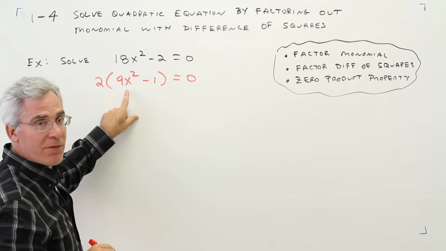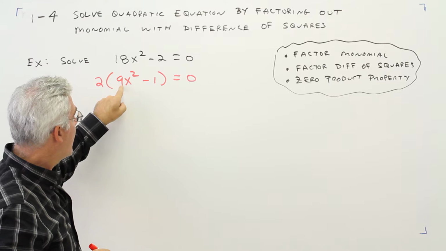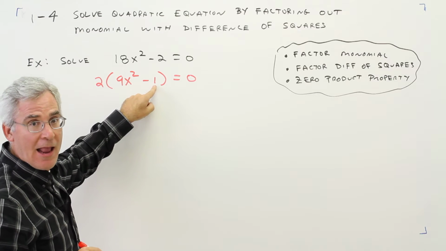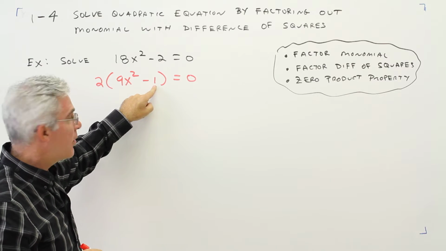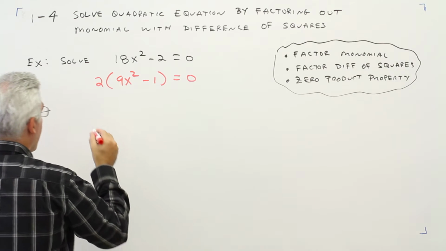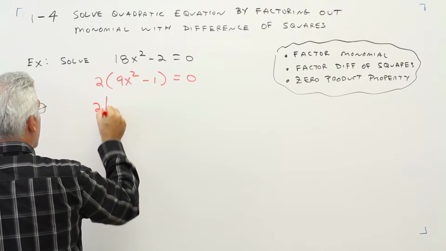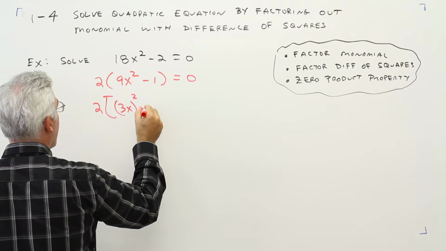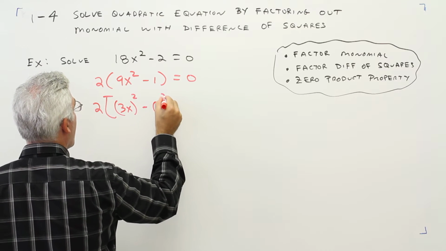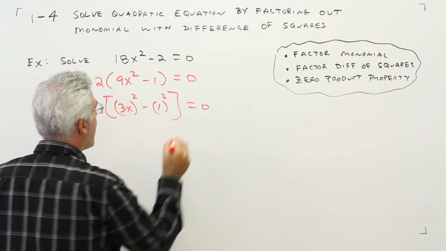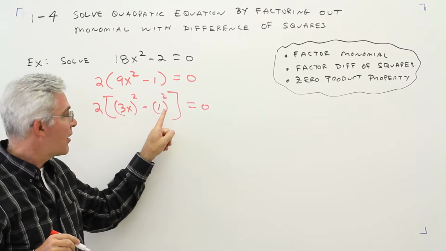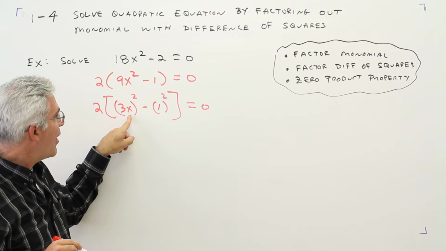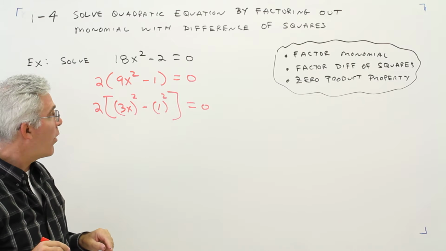Next is to notice that I've got a difference of squares. 9x squared is a perfect square and 1 is a perfect square. To help you see that better, let me write it this way: 2 times (3x) squared minus 1 squared equals 0. So now hopefully you can clearly see something squared minus something squared.